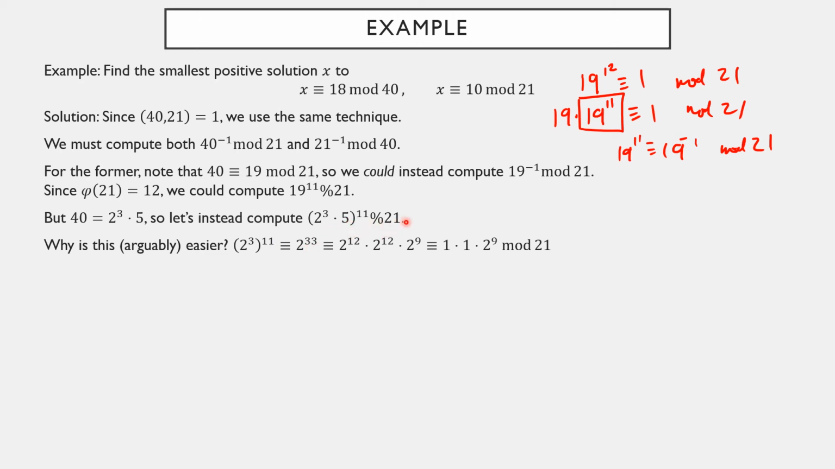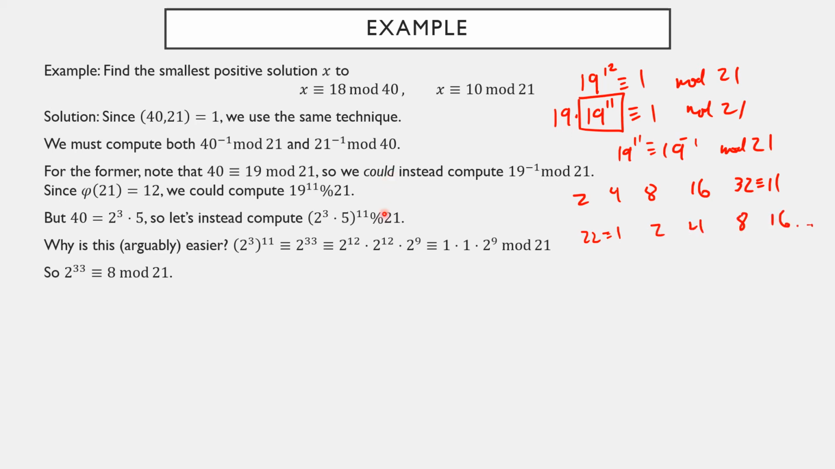33 is 12 plus 12 plus 9. But since 2 is relatively prime to 21, 2 to the 12th is also equivalent to 1 mod 21. So both of these terms are just 1s, leaving behind just 2 to the 9th. We can just compute that out by hand. 2, 4, 8, 16, 32 would be the next power of 2, but mod 21, that's equivalent to 11. How do I keep generating powers of 2? I just keep multiplying by 2. 2 times 11 is 22, but that's equivalent to 1 mod 21. And then I would just start going through the same pattern.